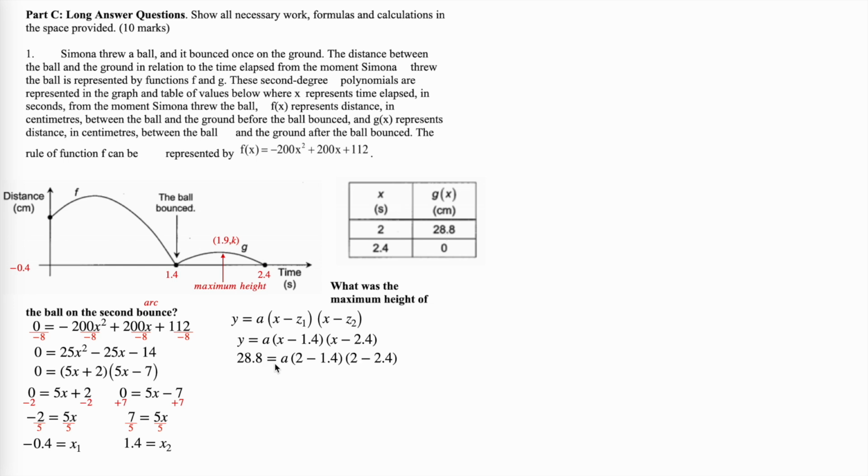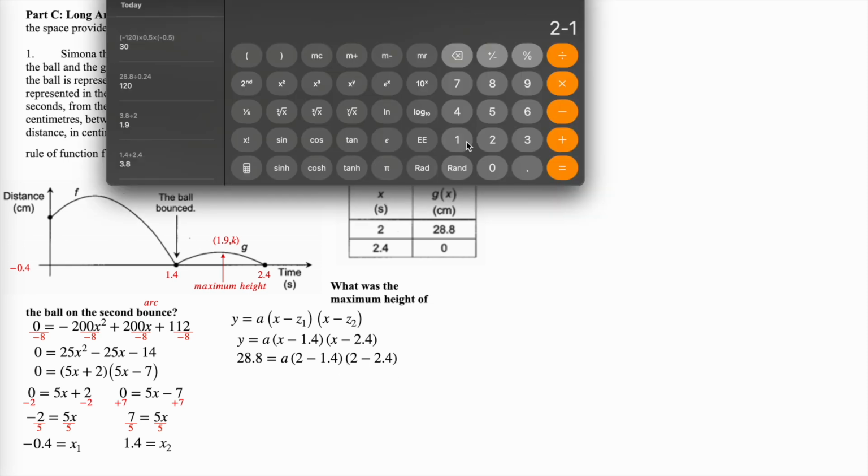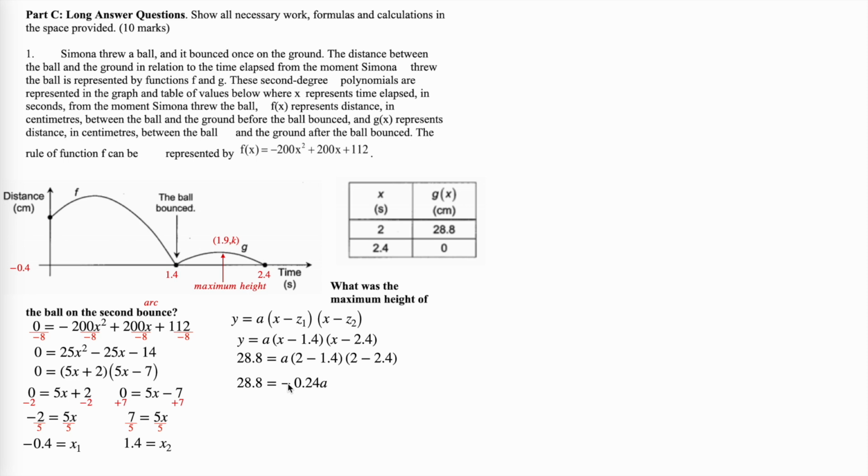We get 28.8 is equal to a times 2 minus 1.4, close the brackets, times 2 minus 2.4. 2 minus 1.4 is 0.6 times 2 minus 2.4, which is negative 0.4, giving negative 0.24. We get 28.8 is equal to negative 0.24a. I want to get the a all alone. I'm going to divide both sides by negative 0.24. That gives me negative 120 is equal to a.